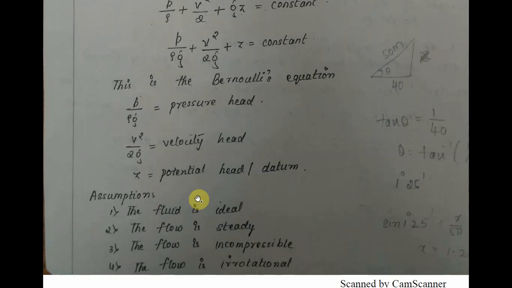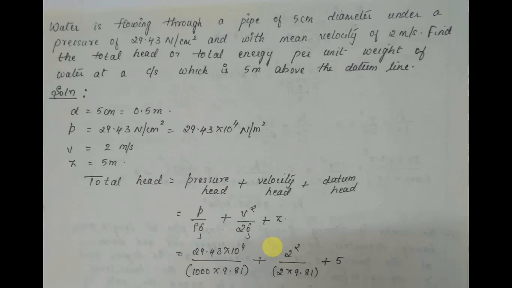The assumptions for the above equation are: the fluid must be an ideal fluid, the flow is steady, the flow is incompressible, and the flow is irrotational. So these are the four conditions that should be assumed while deriving that equation.